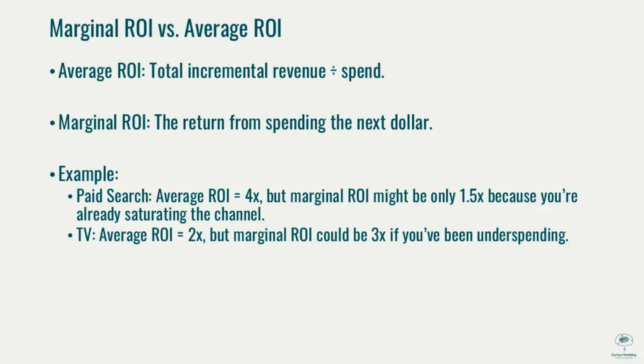So for example, let's say for paid search, your average ROI is 4x, but marginal ROI might only be 1.5 because you're already saturating the channel itself. Whereas for TV, your ROI might be 2x, but marginal could be 3x if you haven't been overspending. So this all matters because budget decisions are about the next dollar, not the last one you used.